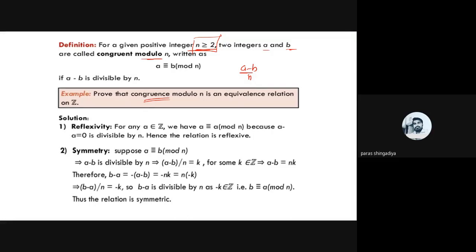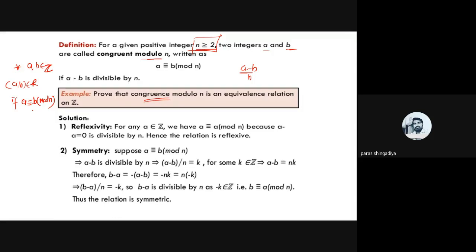Clear? So what does it mean? On Z it is given that for every a, b belonging to Z, which type of relation is given here? For every a, b belonging to Z, (a, b) belongs to R when a is congruent to b mod n. If it is true, then we can say that this (a, b) belongs to R. Meaning when we say it is true, the difference a minus b should be divisible by n.